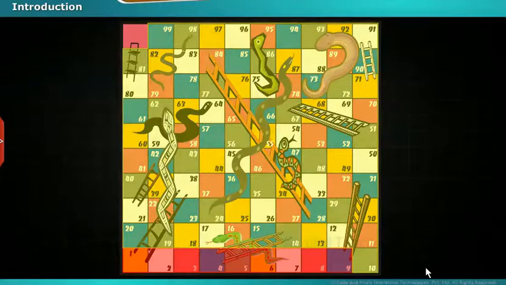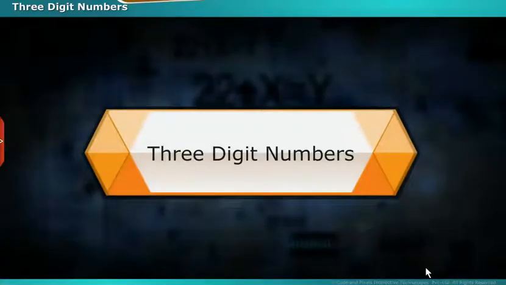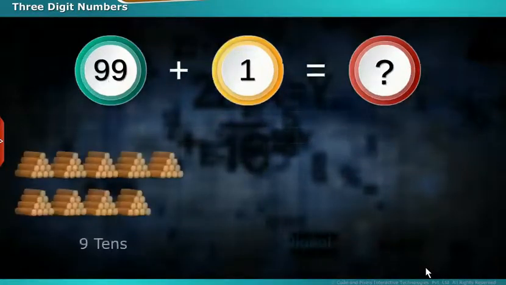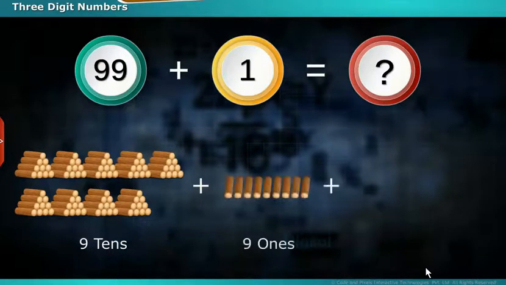Do you know what the 3-digit numbers are? Let us know about the 3-digit numbers. Dear students, can you tell what the sum is if we add 1 to the number 99? First, let us write the number 99 in the form of tens and ones as the bundles of sticks and the loose sticks. In the number 99, we have 9 tens and 9 ones.